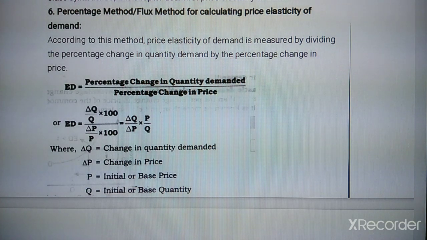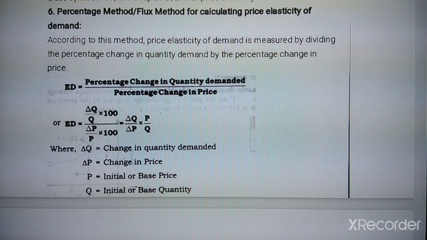Now let's start with the percentage method or flux method of calculating price elasticity of demand. There is a simple formula to calculate price elasticity of demand: percentage change in quantity demanded upon percentage change in price. First calculate percentage change in the quantity demanded, which is delta Q upon Q into 100. And percentage change in the price is delta P upon P into 100.